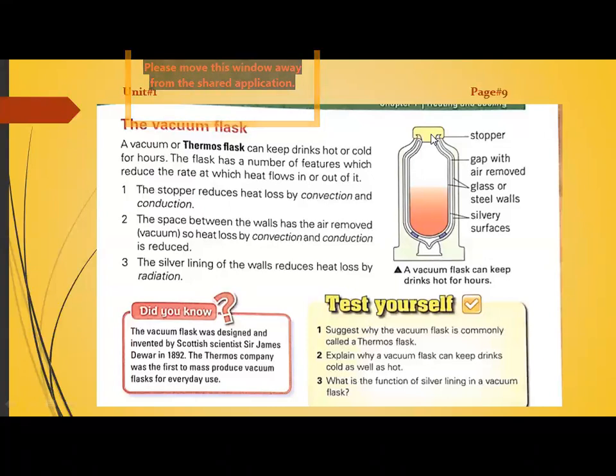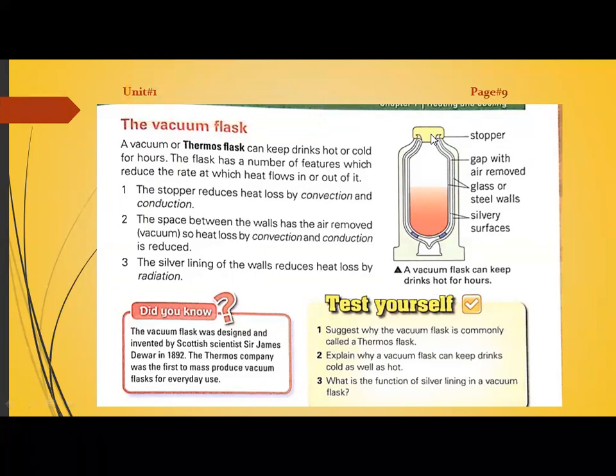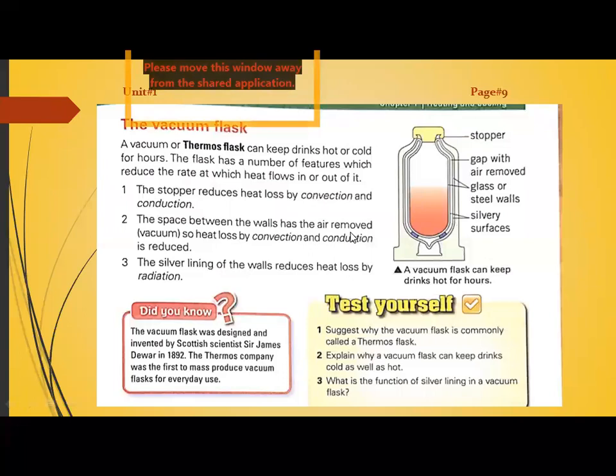So conduction and convection processes occur here, and it will stop the conduction and convection processes. The space between the two walls has the air removed, a vacuum, so heat loss by convection and conduction is reduced. Okay, here a vacuum is created in between the two walls. The result of this creation of vacuum is to reduce the radiation process.